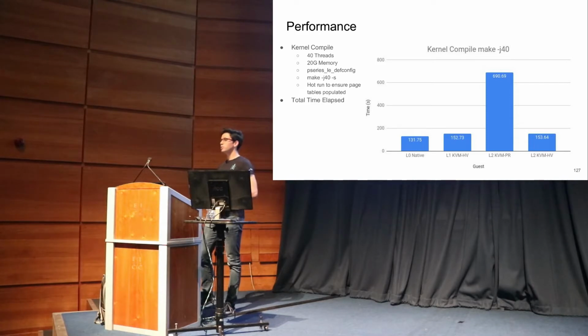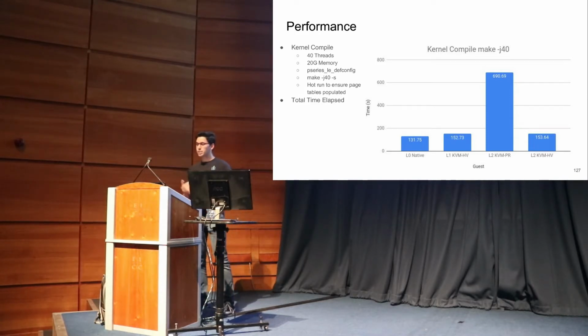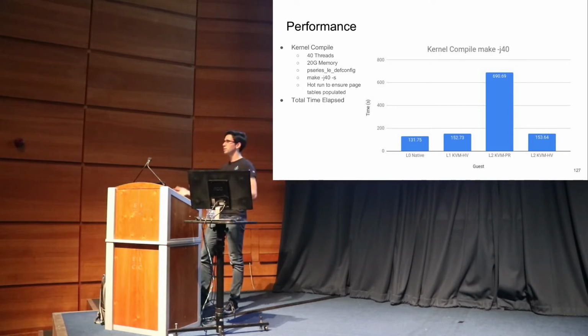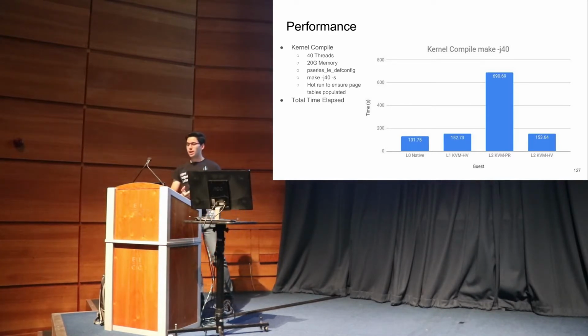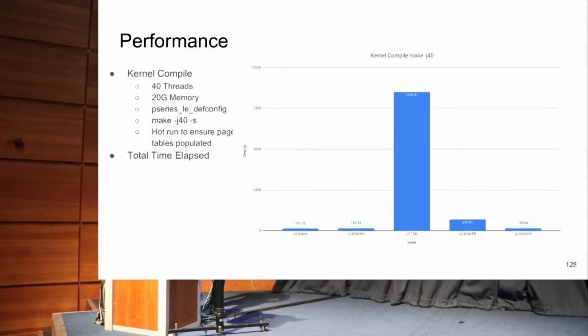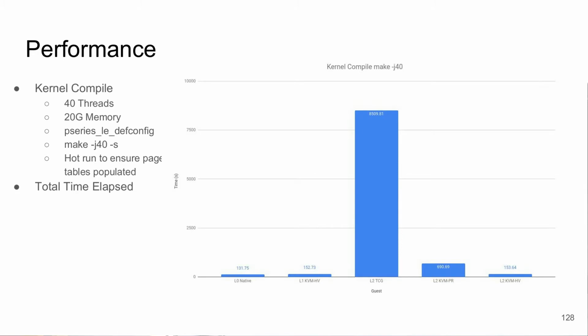And here we see a graph of the total time elapsed. You'll see going from host to level 1, we took about a 20-second hit, but there was only about 1 second slower when we went to the level 2 KVM-HV guest. Compare this to when I ran a KVM PR guest in level 2, and you'll see it was quite a big difference. I also ran a TCG guest, and it didn't go too well.